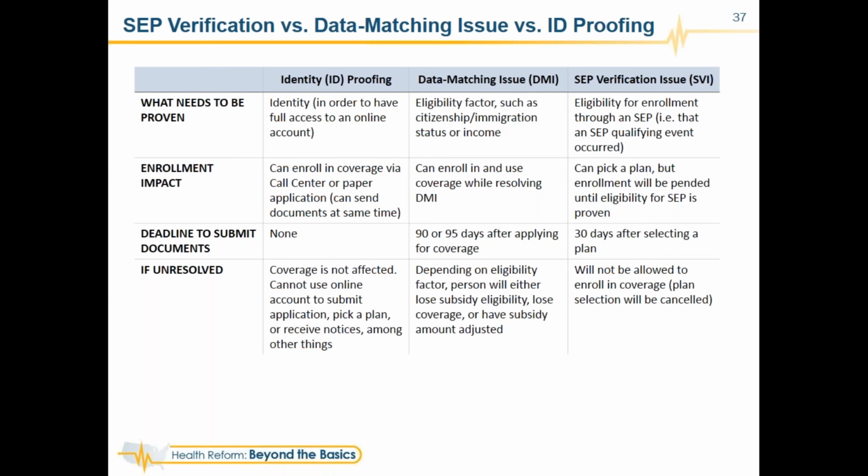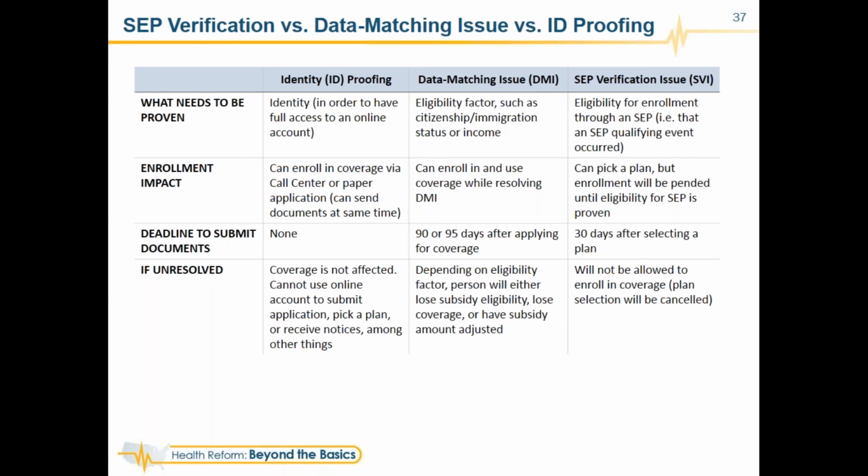So it's not an eligibility factor, this identity proofing thing that's required, but those who don't complete this step can't apply online and will not be able to complete lots of tasks online, including selecting a plan or reporting changes, among other things. Most people never have to turn in documents to complete this step. Instead, there's an online test that pulls information from people's credit history and then asks questions that only a person who is who he says he is would know the answers to.